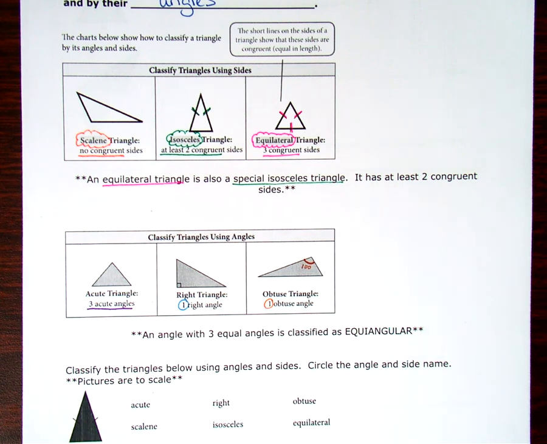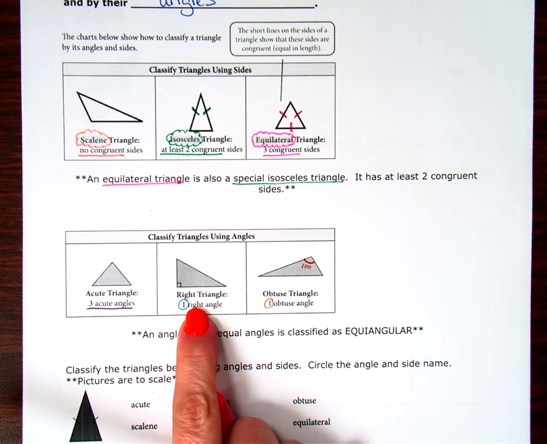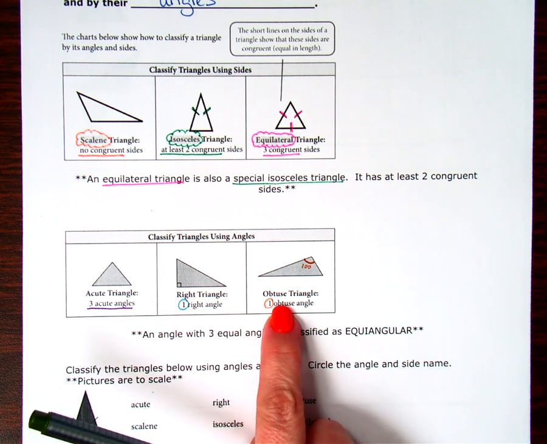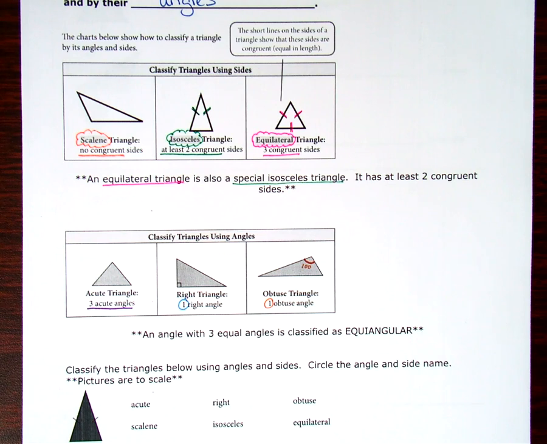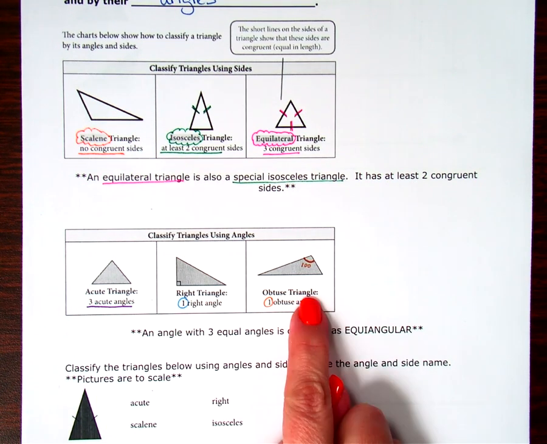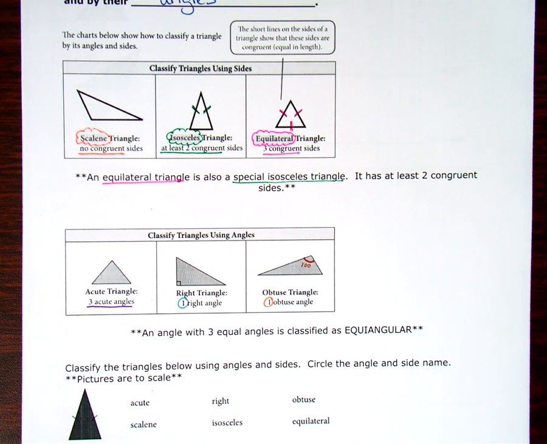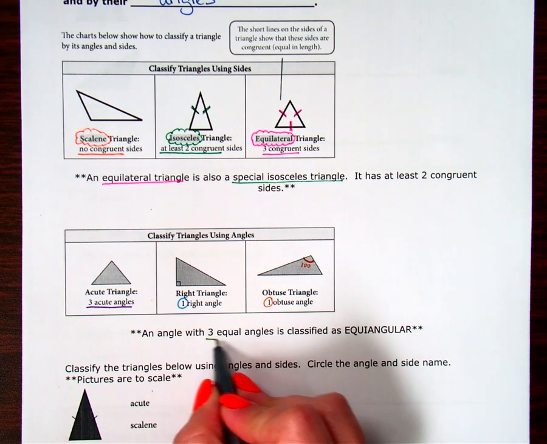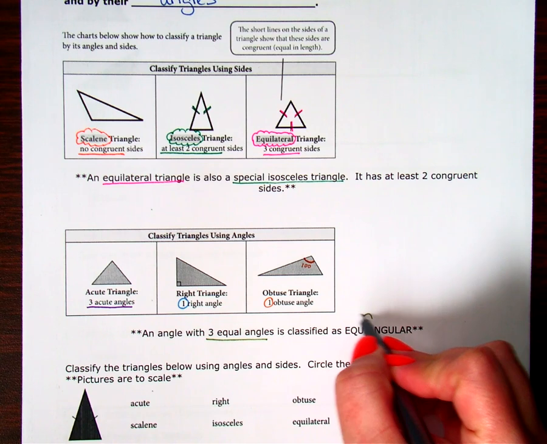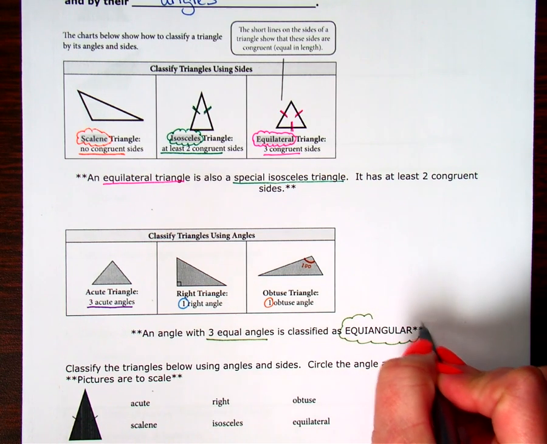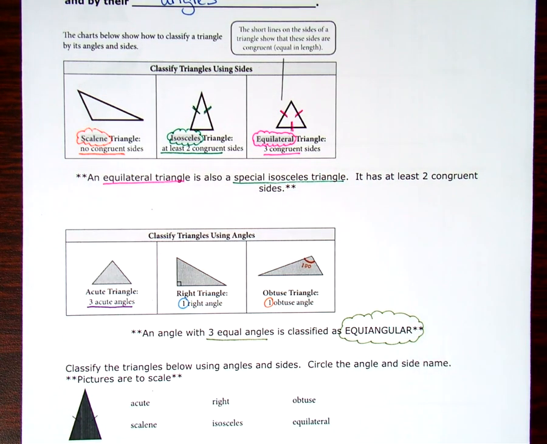Again, for the same reason the right triangle can only have one right angle, your obtuse triangle can only have one obtuse angle. Okay? Now these are the three we learned in middle school, but we're going to add one more on. A triangle with three equal angles is classified as equiangular.